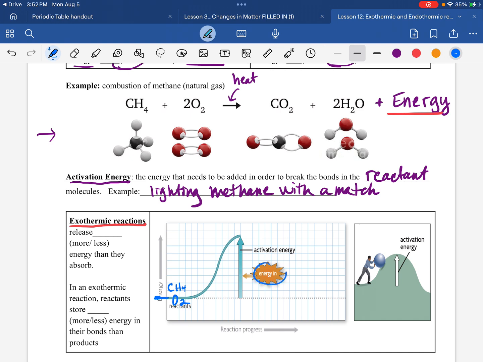And they start at a certain energy level down here, and then we have to add energy, right? We have to add energy in the form of our match, our heat. So we could say down here, the energy is added in as the heat from the match, right?